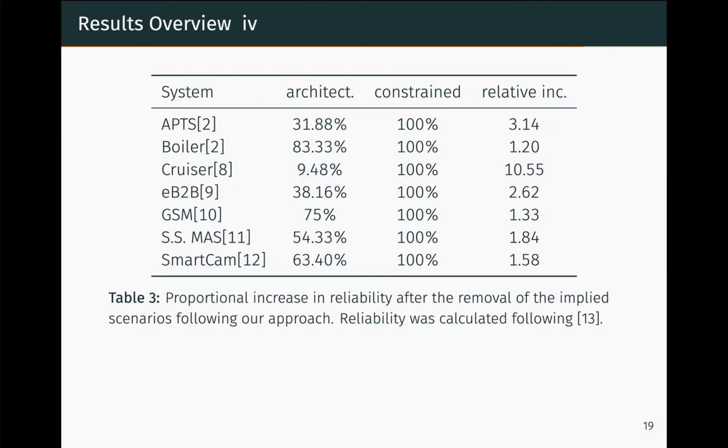Finally, lastly, all system specifications had their reliability increased to 100% after we applied our methodology. We used the reliability calculation by Rodrigues et al., where we check how often the system gets to an accepted end state. After we add our constraints, all 7 case studies always reach an acceptable end state. So this is how we get to 100% reliability.